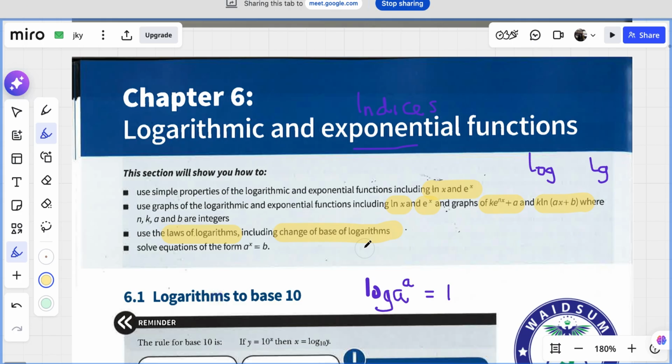But last but not the least, throughout this chapter we're going to look at how to solve equations of the form a raised to the power x equals b, which is an exponential equation. If you've done this before, these are indices. This last part is indices. When you hear exponential, we're talking about indices.